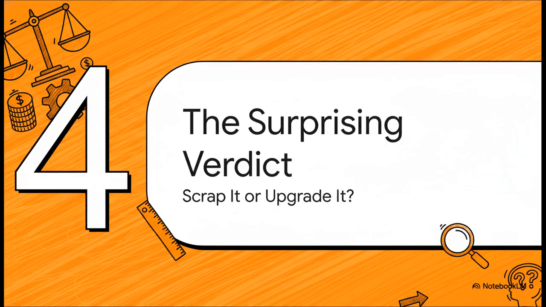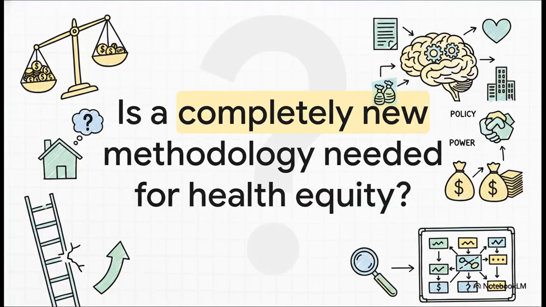So with all these problems, a muddled language, a blind spot for power, a focus on the easy stuff, what did the researchers decide? What's the final verdict on the health impact assessment? You might think the answer is obvious, but it might just surprise you. The logical conclusion seems pretty clear, right? Just scrap the whole thing. Is it time to throw out the HIA and design a brand new tool from the ground up, one built specifically to measure health equity?